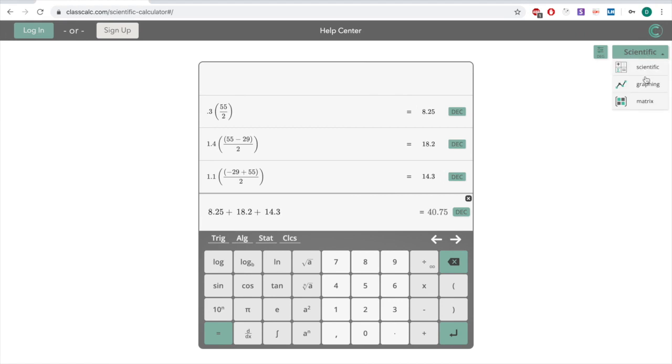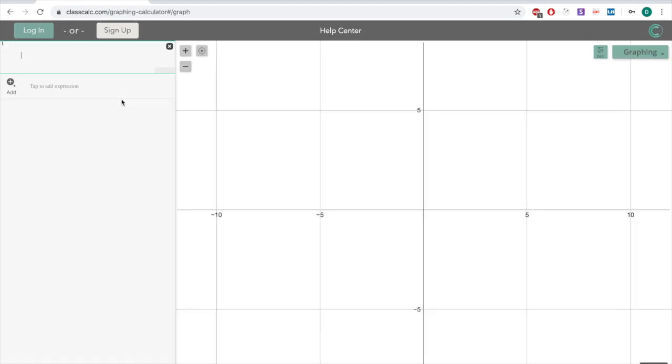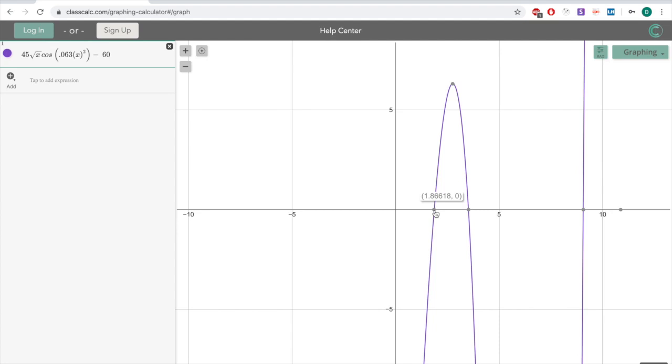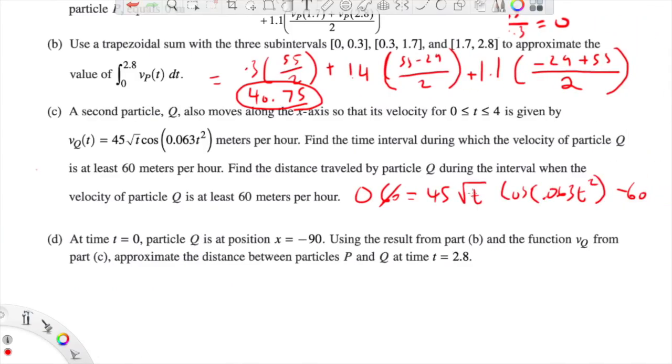So we'll just go to the graphing calculator, clicking over here, go to graphing. We'll go ahead and speed this part up. So real quick, on the interval given, I see that the time at which the velocity is going to be over 60, as you can see, is going to be between this point of interest and that, between 1.866 and 3.519. So that's what we're going to write down here, so that's going to be our time. Write it like this.